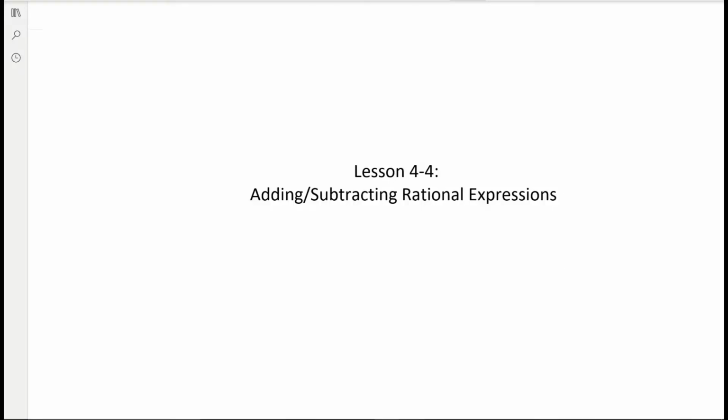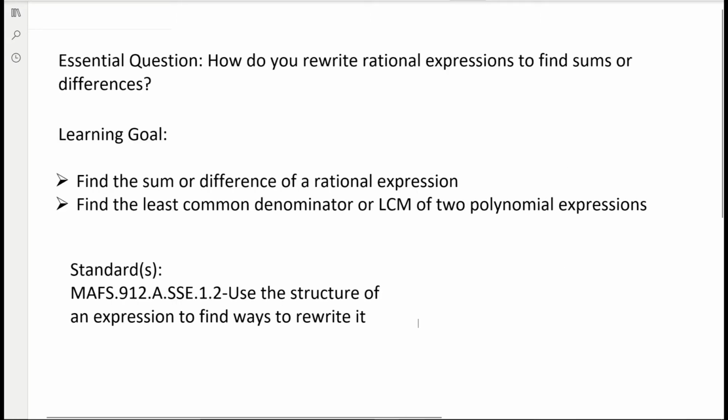We're going to be adding and subtracting rational expressions. Alright, so we want to be able to rewrite rational expressions to find sums or differences. So how do we go about doing that? The learning goal is to be able to find sums or differences of rational expressions, and in doing so we'll need to find the least common denominator or the least common multiple of two polynomial expressions.